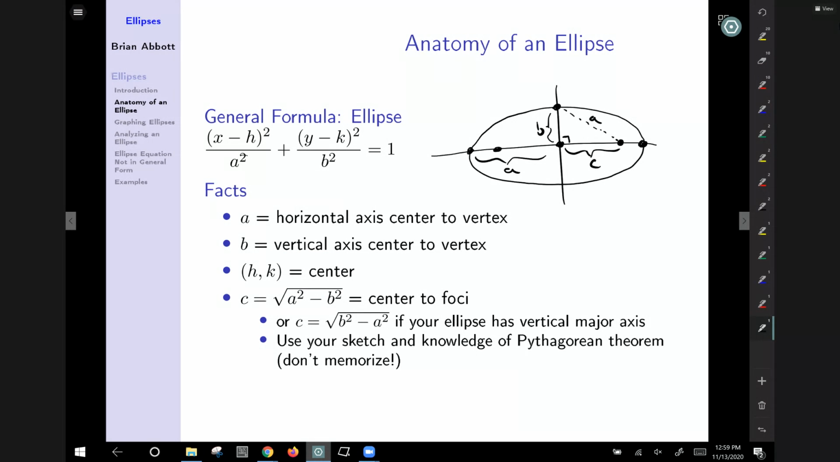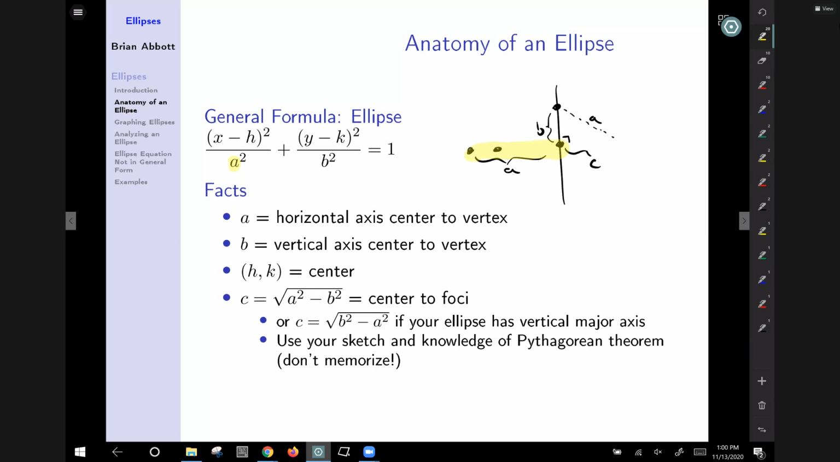Be careful of the signs there. They have to be subtracted, so we may need to rewrite the expression to make sure we get the correct sign on our h and k value for the center. A and b are the horizontal and vertical distances. Take a look at a. A is underneath the x expression. A represents the distance from the center of our ellipse all the way out to the vertex on the left. It's also the same on the right because ellipses are symmetrical here.